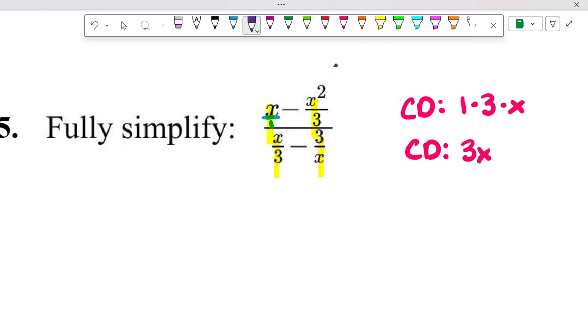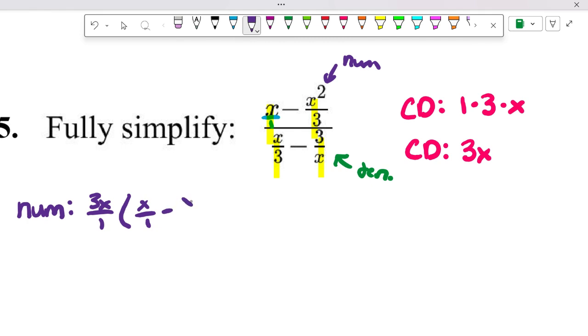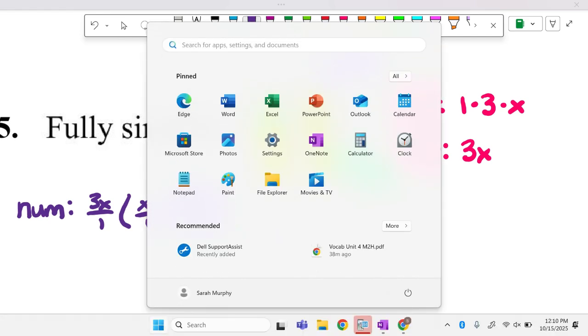So now I'm going to separate them. So my numerator, you can just make a note to yourself. Denominator, I want to do the numerator first. All right. First things first, we're multiplying by 3x over 1. 2 x over 1 minus x squared over 3. So what's my next move?